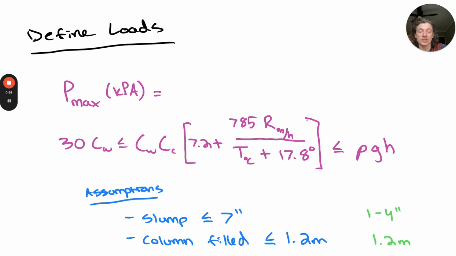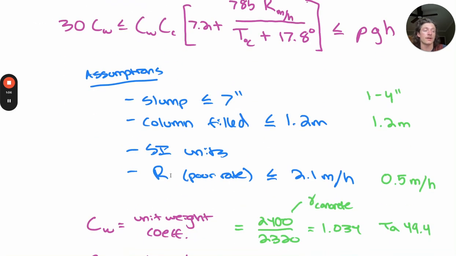Now, using this equation, as you'll notice from the material I'll paste below, there's a couple options. And the reason we use this equation is because of the following assumptions. We assume that the slump is less than or equal to 7 inches from our table of typical slumps. And this is reasonable because the typical slump for our application should be between 1 and 4 inches.